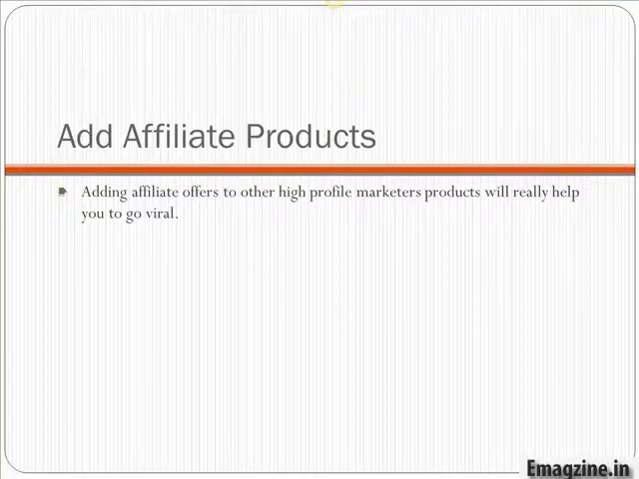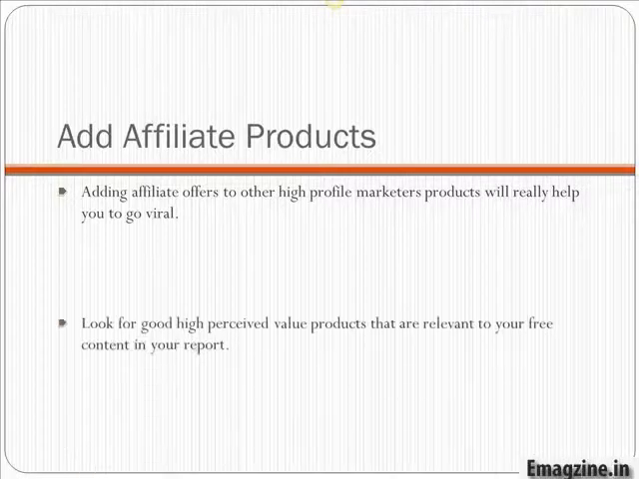Add affiliate products. Adding affiliate offers to other high-profile marketers' products will really help you go viral here. What we're going to be talking about a little bit later in the presentation is how to get other people to send your viral report out. One of the good ways to do this is to add offers to other people, because you can use that as leverage. So you find some really good relevant products from other high profile marketers. The more high profile the better, because you're going to be going after them to market this product for you. But that's going to really help this go viral, and you'll see how that happens in a minute.